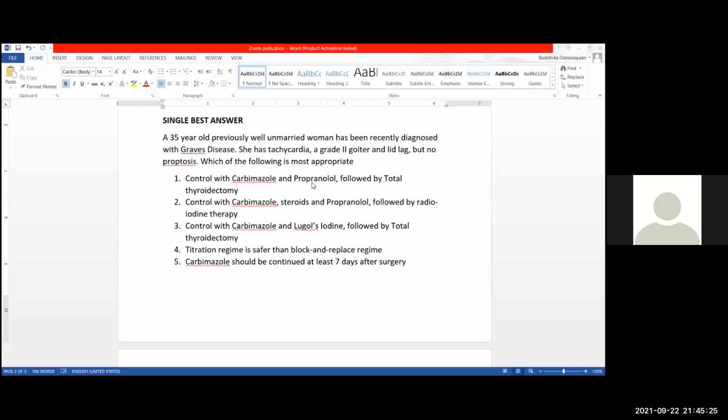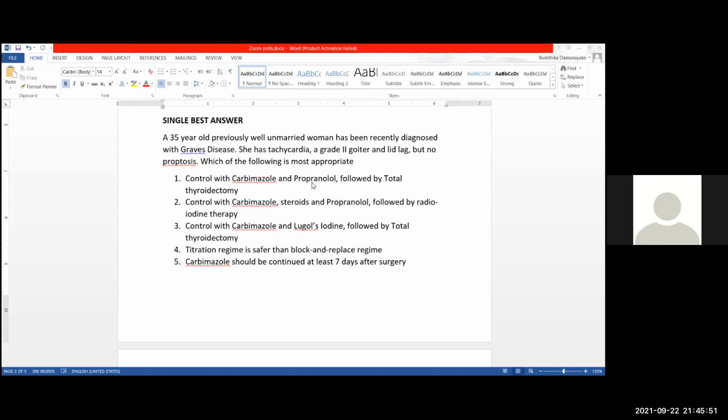The contraindications to radioiodine are pregnancy or lactation, having a large gland, because that means you will need to have a very large dose of radiation going in. Okay, if the goiter is a grade 2 goiter, she is an unmarried lady, right? We assume she has no children, right? Then we don't need to go for a thyroidectomy.